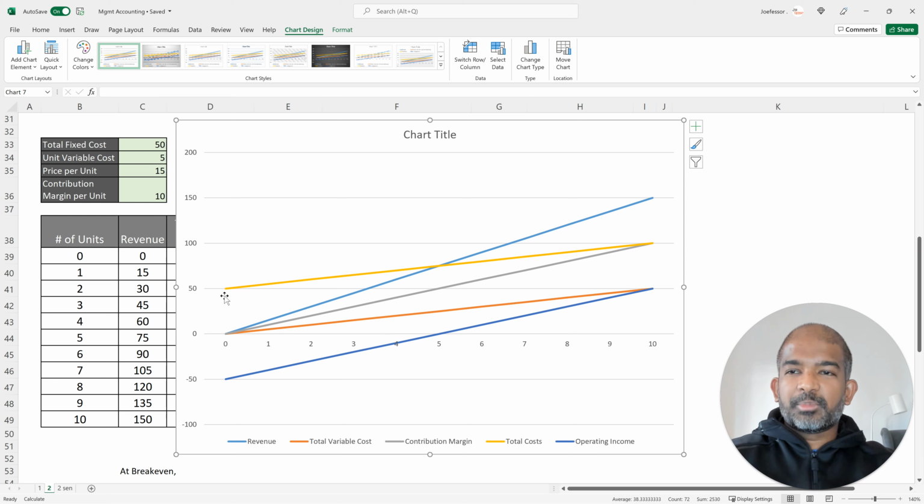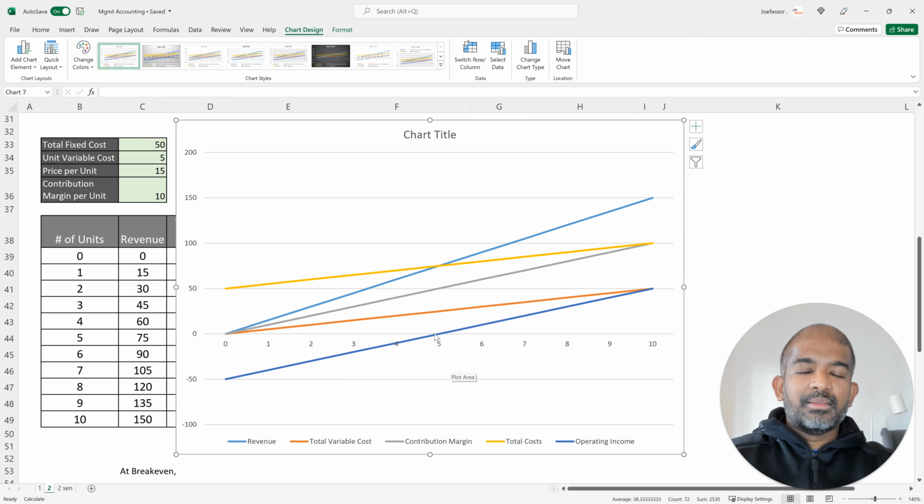The yellow line represents the total costs, okay, which includes also the $50 from the fixed cost, okay, and the dark blue line is the total operating income. As you can see, it's negative until a certain point, and beyond that it becomes positive. So when you sell exactly 5 units, you can see that your operating profit is 0.